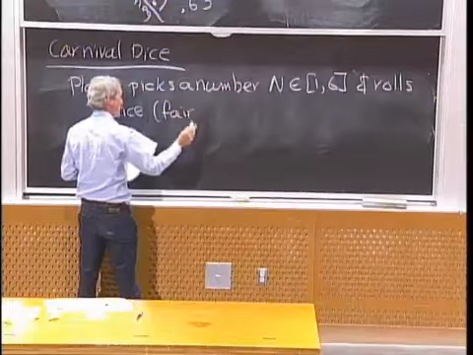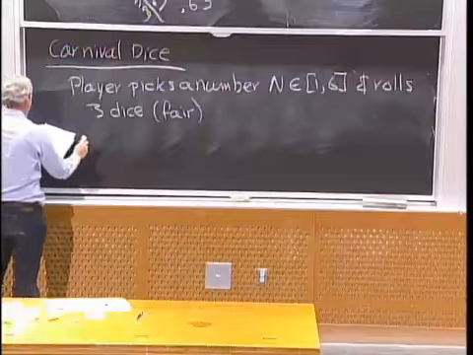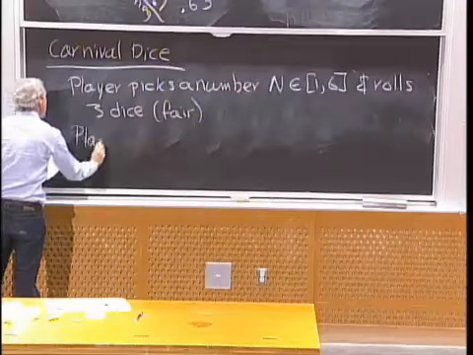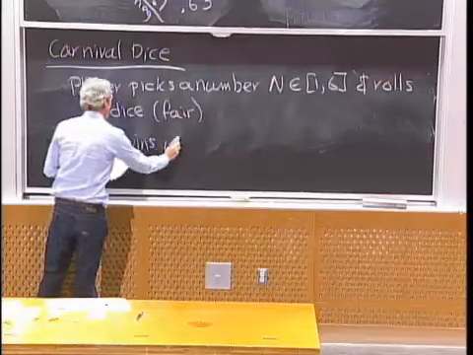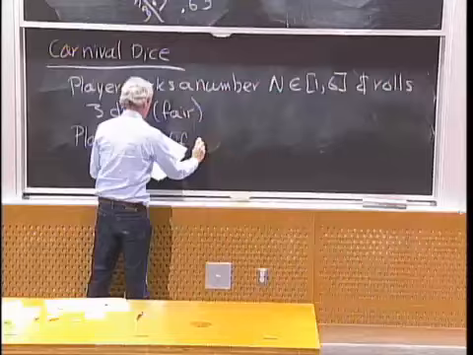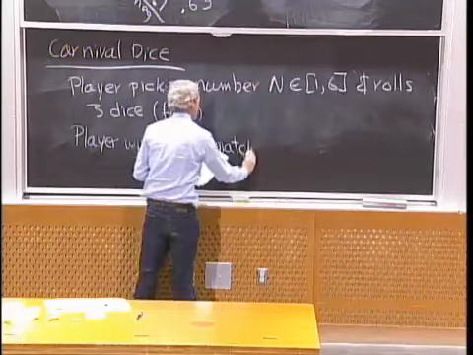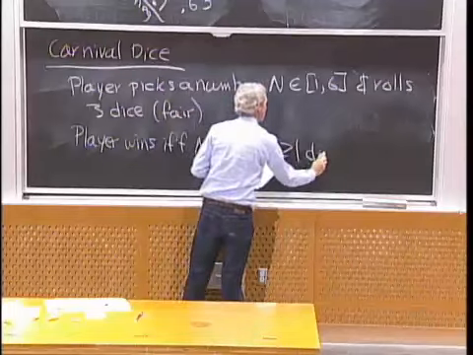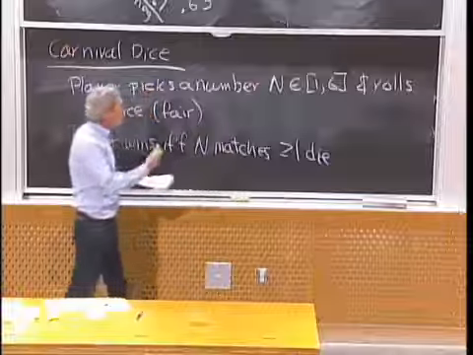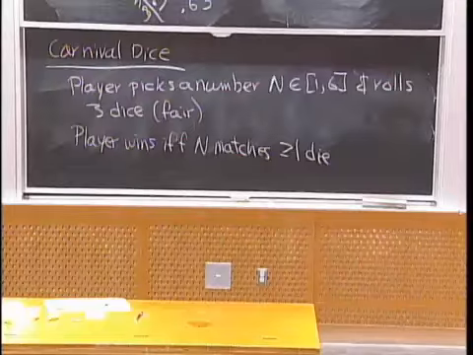Oh, we haven't talked about independent. So they're fair dice for now. Normal dice, nothing fishy. And the player wins if and only if the number he picked comes up on at least one of the dice. So you either win or you lose the game, depending on if your lucky number came up at least once.